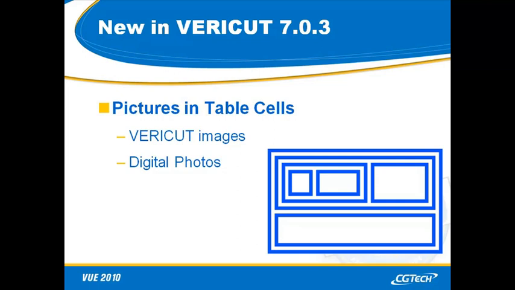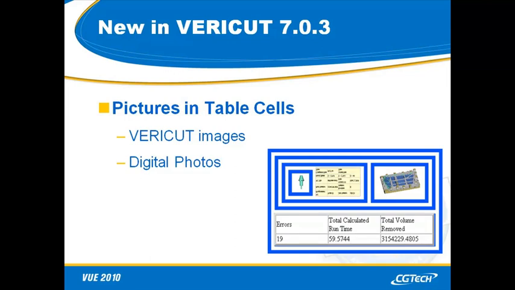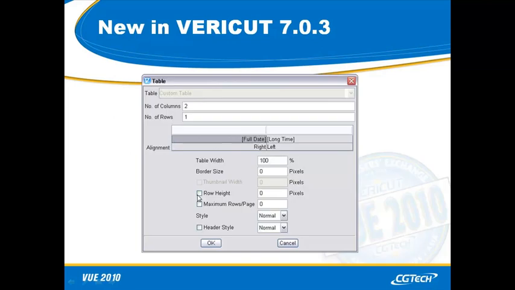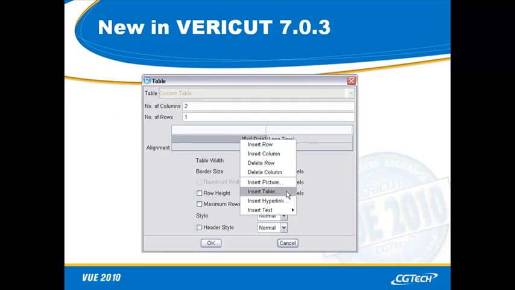You can add in each table or cell a VERICUT image or a digital photo, as you can see here in this demonstration. In the first one we've got a cutter description or a picture. In here we have a table, and in this one we have an image that's been taken out of VERICUT, and down here we have another table. So you can insert tables within tables, as you can see here.